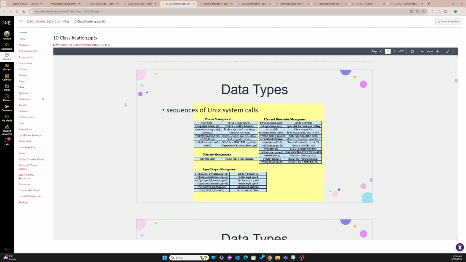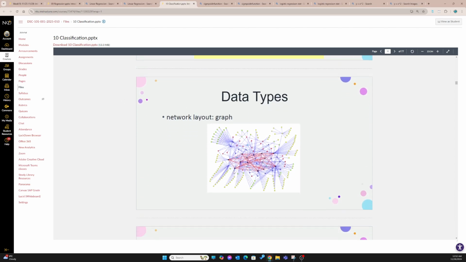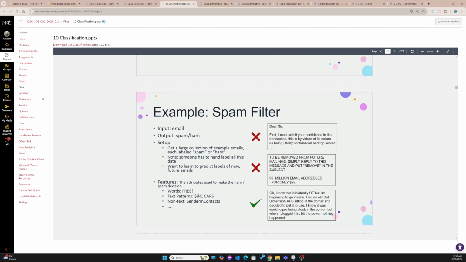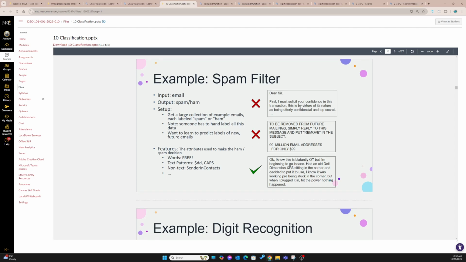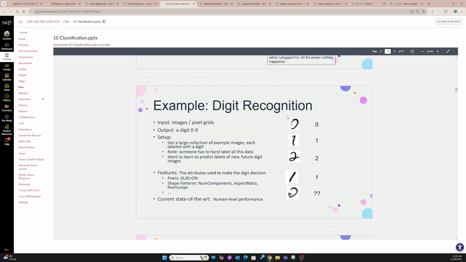Now data types. What kind of data types can there be? It can be a graph, it can be images. Now let's say we're trying to filter out spam. So we'll write a classification model to say if something is spam or not. We will train it on a large amount of data and we'll see if that is really a spam email or not. Same with digit recognition. We're trying to classify zeros to zeros, one kind of images to ones, something like that. Now the model will try to predict.